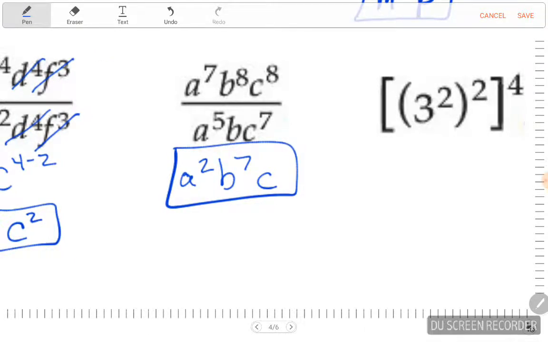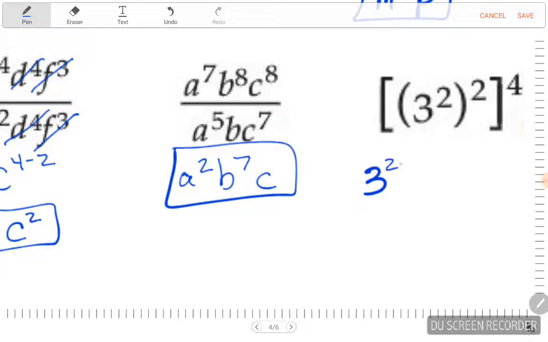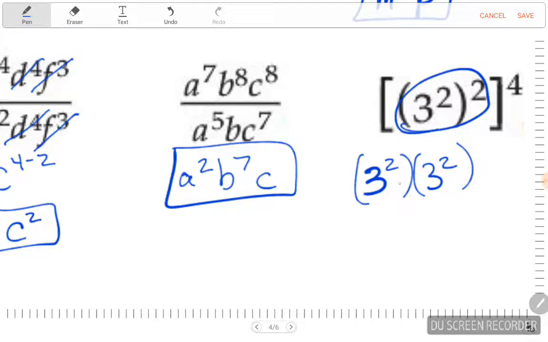Okay, hopefully you're starting to see how these can go pretty quickly once you get the pattern. Finally, a power to a power example. Remember, this is like 3 squared twice for this 3 squared part. Power to a power we multiply, right?